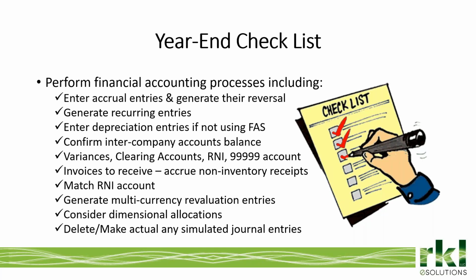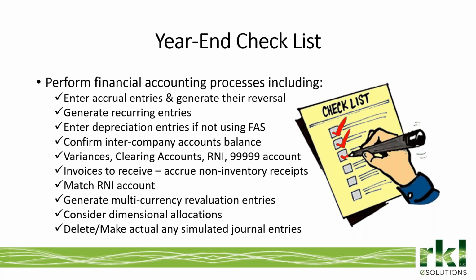Next thing you're going to want to check is your various variance accounts, your clearing accounts, your R&I, your S&I, and then your 999 is your suspense account. And you just want to make sure that when you review those accounts, they make sense. And to the extent that it's necessary, now's a good time to clean those up via a journal or what have you.